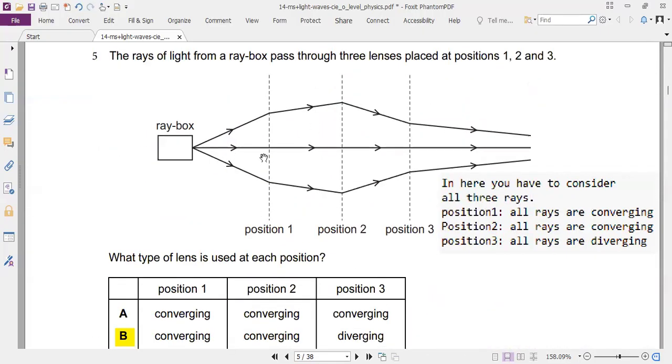So number 5, you have to consider all 3 rays falling on this lens, and this lens is bringing them together, converging them. So this is a converging lens. This lens, number 2, is also bringing them together, so converging lens again. Number 3, the rays originally were going like this, and it is making them move away from each other. So it is diverging them. So this is a diverging lens.